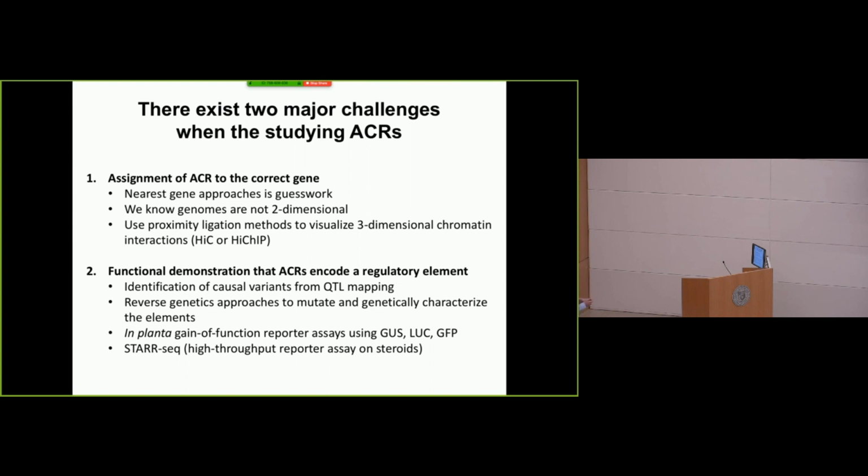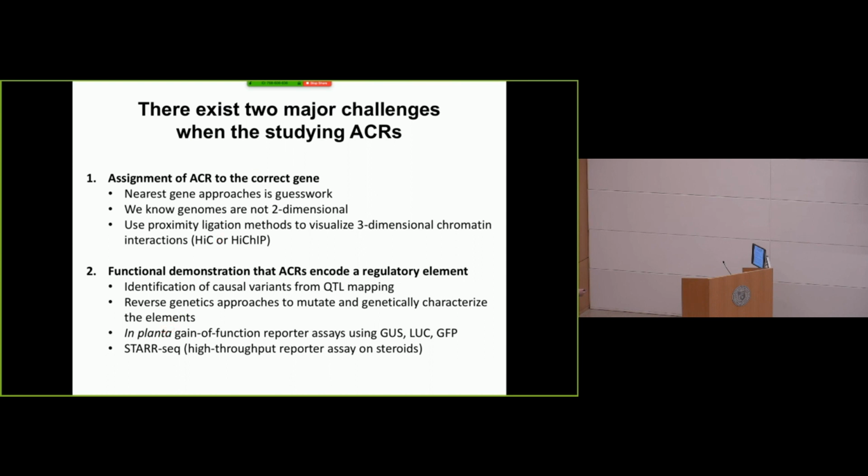So the way we assigned these distal accessible chromatin regions to their nearby gene was using these proximity ligation methods. You might have heard of Hi-C. We're using a variant called HiChIP, and I'll explain how those work. Then I'll show you in a few more slides how we've been able to functionally demonstrate that at least some of these accessible regions have the capacity to activate a reporter gene using this method called STARR-seq.